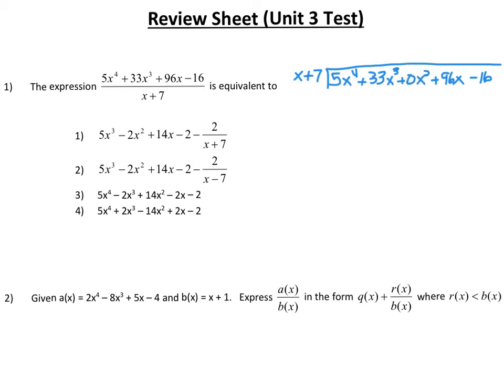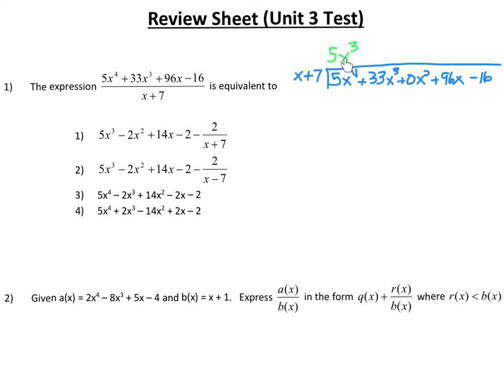So the first thing we do is we look at this first term, which is just an x, and we look at this first term, which says 5x to the fourth. And you want to say in your head, well, what would I multiply x by to give me 5x to the fourth? Well, I would multiply it by 5x to the third, right? So we're going to put a 5x to the third on the top, right here.